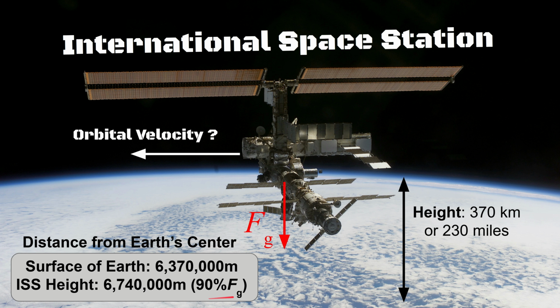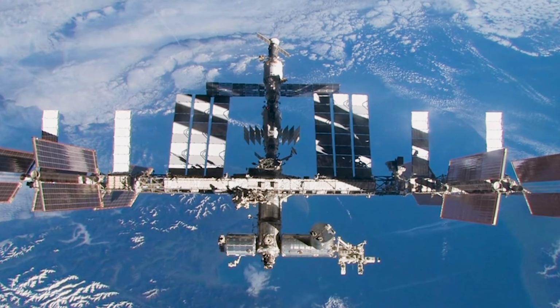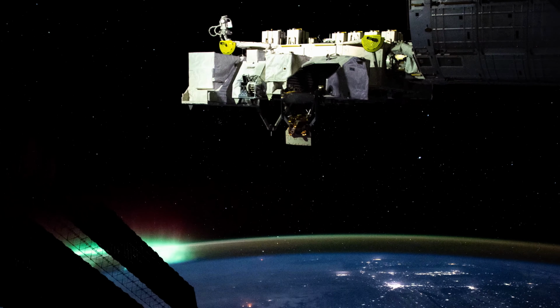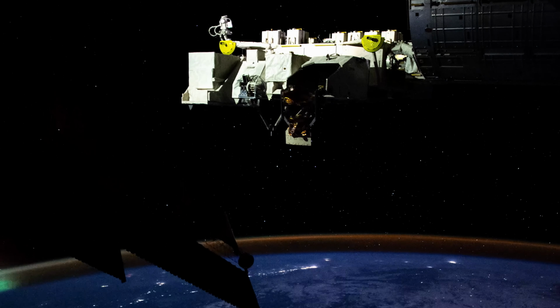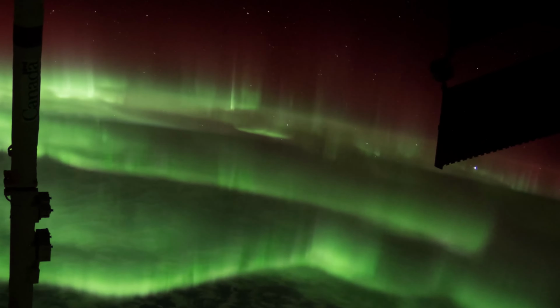And it still feels about 90% of the weight it would. Gravity still pulls on it with about 90% of the force that it would if the space station was sitting on the Earth's surface. So if the space station was at rest, it's going to fall straight back down and crash into the Earth's surface. So the space station has to be moving around the Earth, otherwise it would fall to the Earth's surface.